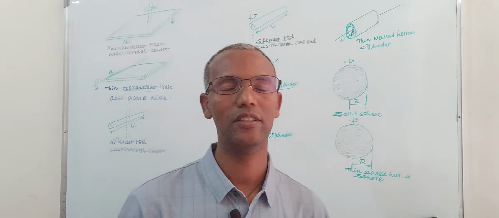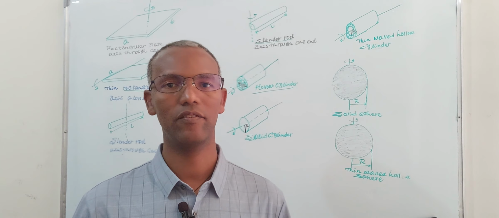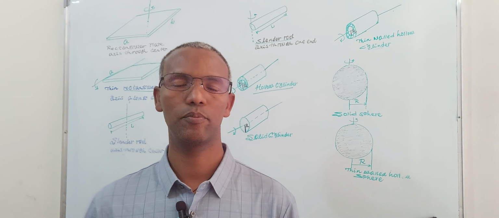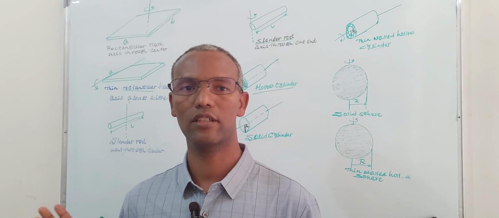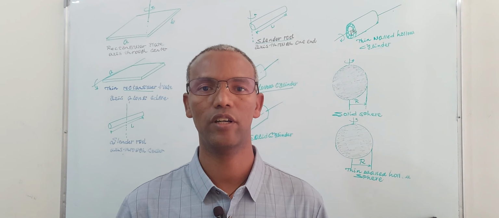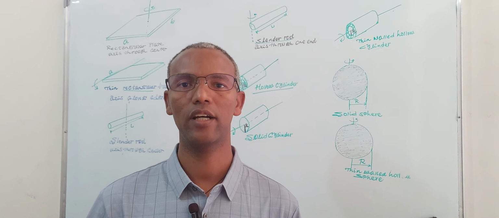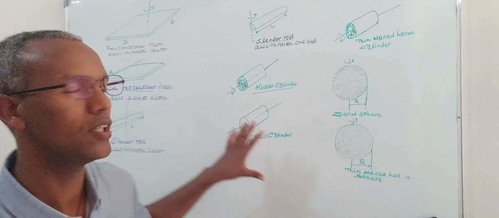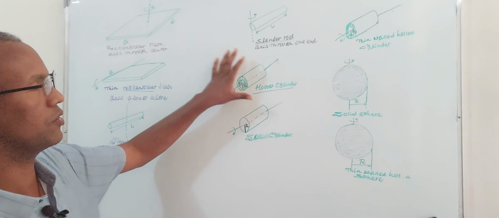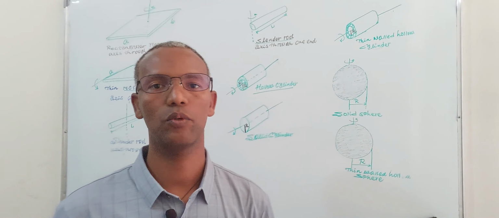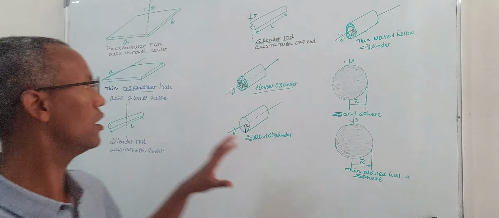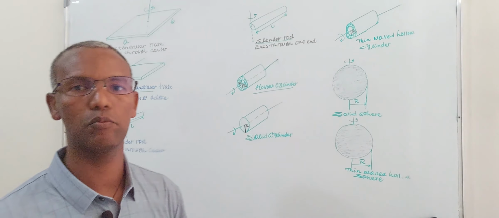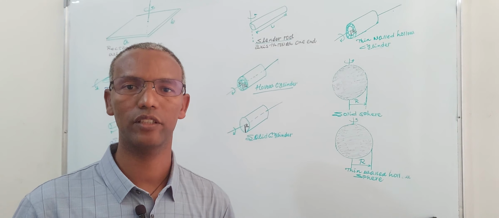Whether you are a grad student, an undergrad student, or an educator, this episode is for you. In this session, we are going to talk about how to find the moment of inertia, or rotational inertia, of a rigid body. There are a couple of rigid bodies, as you can see over here, and we will break down how to find the moment of inertia of each one.